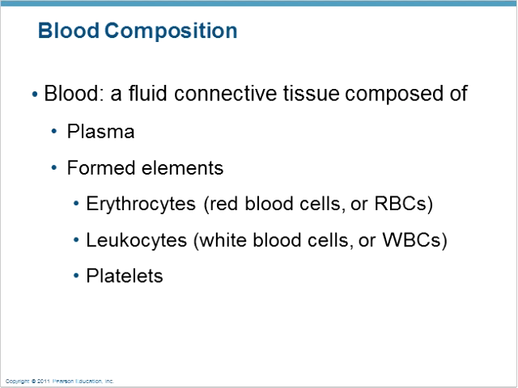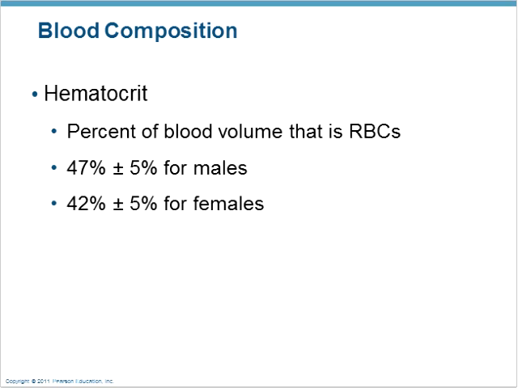It's a fluid connective tissue, which is composed of plasma, the clear component of the blood proper. There are also many formed elements within the blood. They include erythrocytes, also called red blood cells, or RBCs for short, leukocytes, which are white blood cells, often called WBCs, and then platelets, which are cell fragments, if you will, that help to create a clotting system, and we'll talk more about clotting later in the lecture.